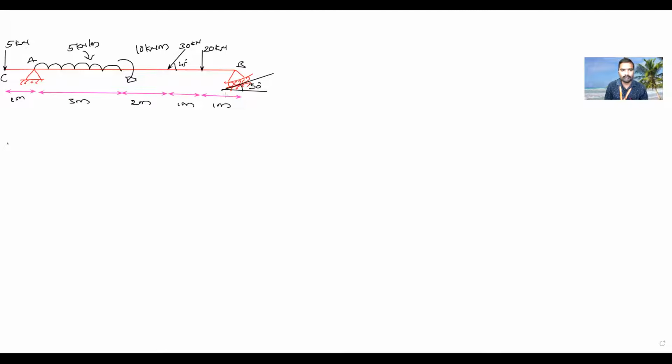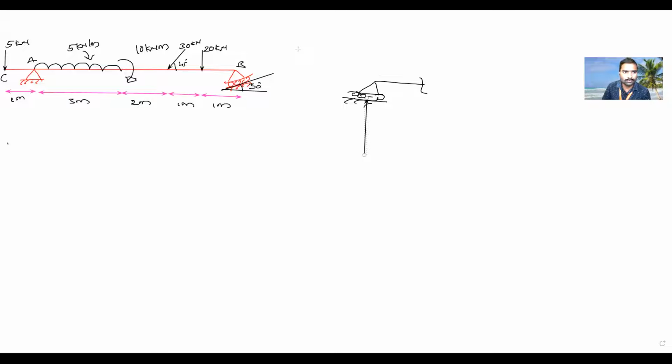Till now you have seen the support was purely perpendicular to the beam. Now the support is inclined at an angle of 30 degree. Whenever the support is like this, how will the normal reaction be? Reaction is exactly normal to the support, correct? So this is the reaction.